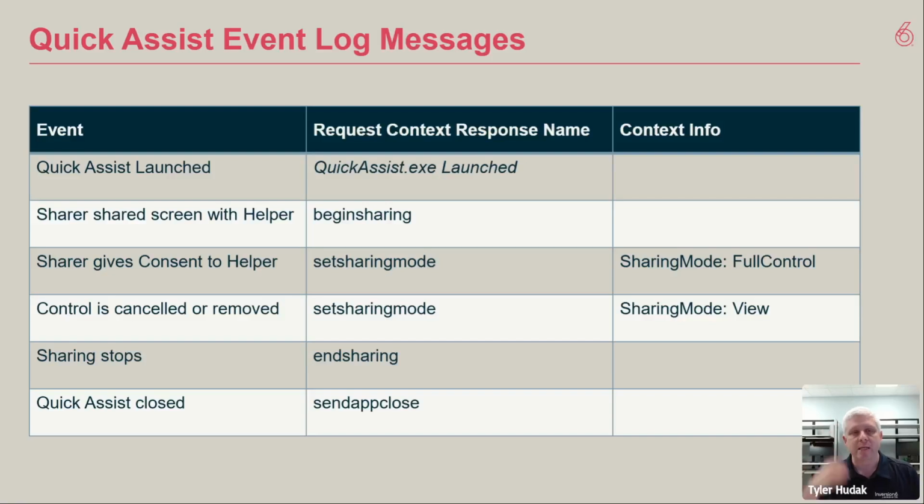Now, if that control is ever canceled or removed, you will see that sharing mode set back to view. It will change from full control to view. If sharing ever stops, you will see a context name of end sharing. And when Quick Assist is closed, it will log a context of send app close.